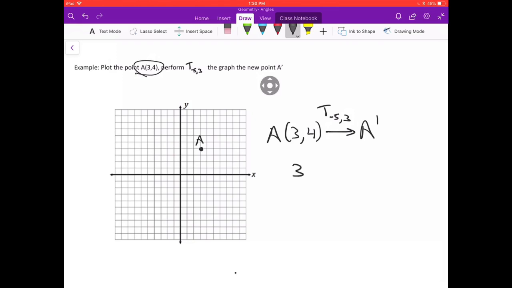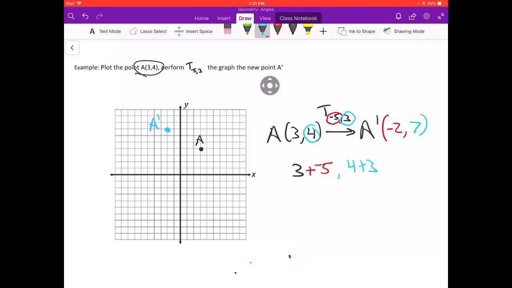The math that I have to do, if we refer to the formula above, is I'm going to take 3 and add this -5 to 3, which is going to give us -2. And then we are going to take this 3 and add it to the 4. So we're going to have 4 plus 3, and that's going to give us 7. Once we have our final set of coordinates, we can graph it, which would be (-2, 7). And this would be the point A prime.